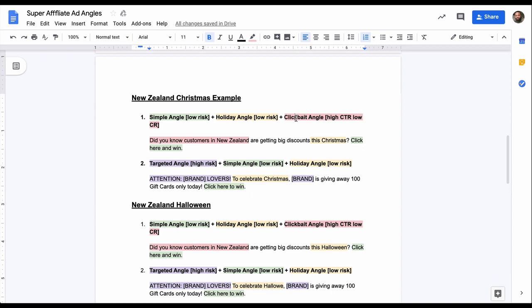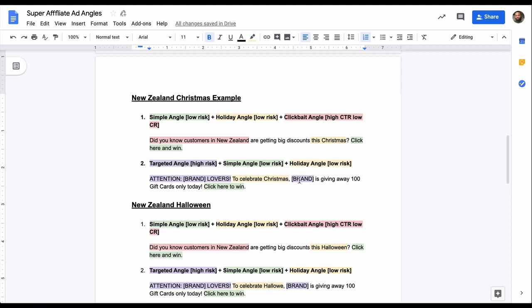Now, I'm showing you an example with angles, right? So we have the simple angle plus the holiday angle plus the clickbait angle, and then we have the targeted angle for the next angle, plus the simple angle plus the holiday angle. All right, so the second angle that I created for this Christmas example was: attention, brand lovers. To celebrate Christmas, brand is giving away 100 gift cards only today.